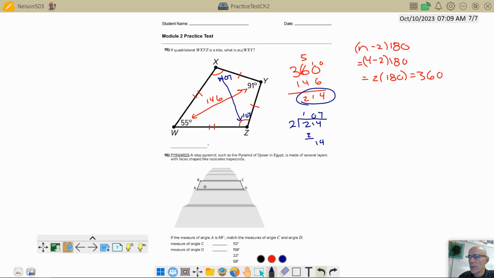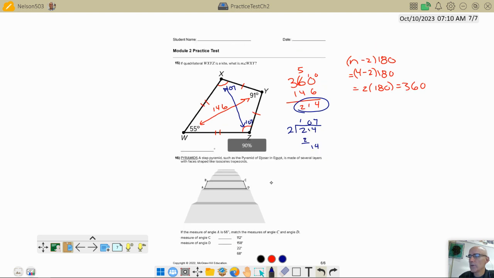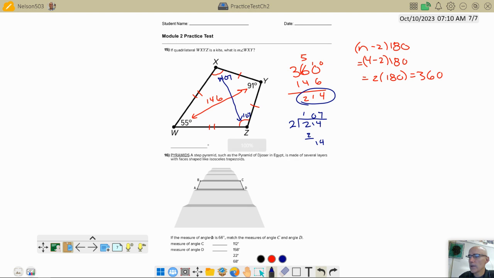Hey, we got a trapezoid right there, right? And it says find the measures of angle C and D. Okay, so here is C right here. First thing you got to do is figure out where these angles are. And it tells me that A is 68 degrees. Okay, let's see here. This is 68. They also tell us that it's an isosceles trapezoid.